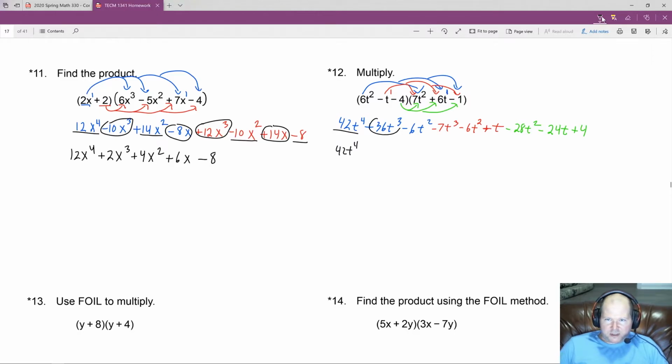Next, we have a 36t cubed and a negative 7t cubed. So a negative 36 plus a negative 7 would give me a negative 43t cubed. Next, we see a negative 6t squared and a negative 6t squared, which gives me a negative 12t squared. Next, we see that we have a positive t.